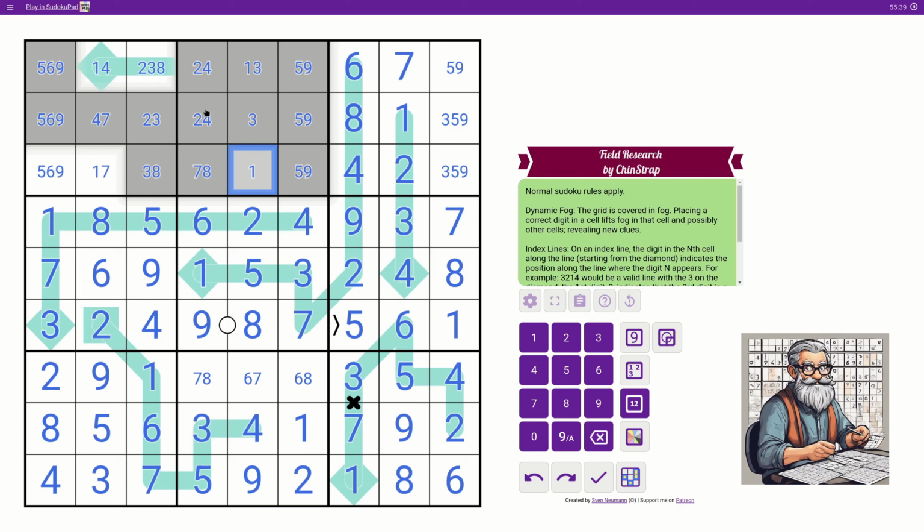Right. There's even a 6 somewhere. And a 7. I think that's all. That's now all completely pencil marked. Did that help? The obvious answer is no.